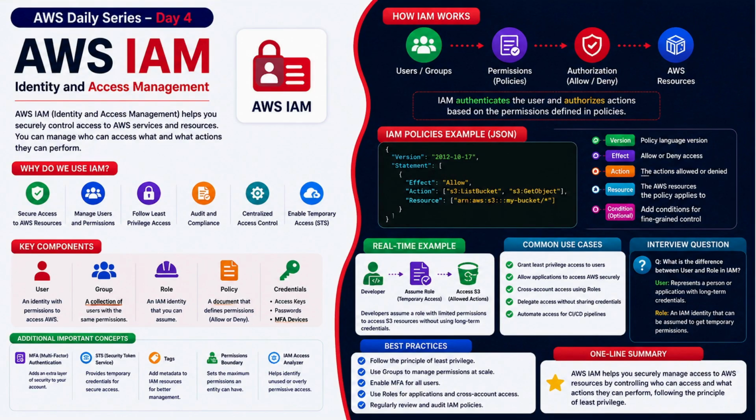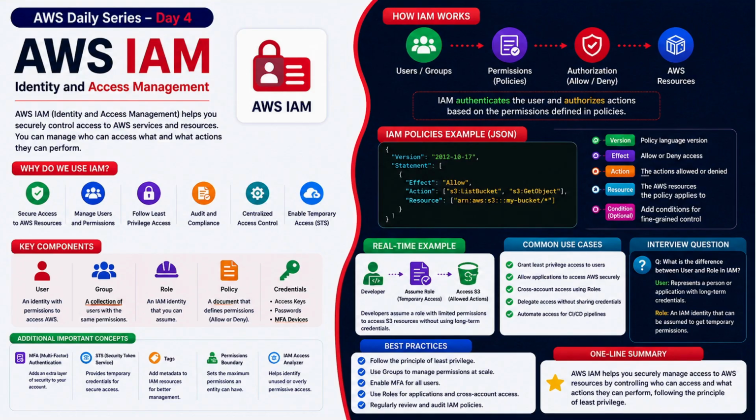Now, let's understand how IAM works. Suppose a user tries to access an AWS resource. IAM first verifies the identity of that user. Then it checks the permissions assigned to that user. Based on those permissions, IAM either allows or denies the request. So, in a simple way, user requests the access, then IAM checks the permission whether this access is allowed or denied. That is how IAM protects AWS resources.